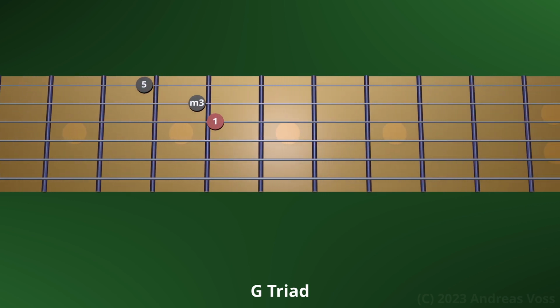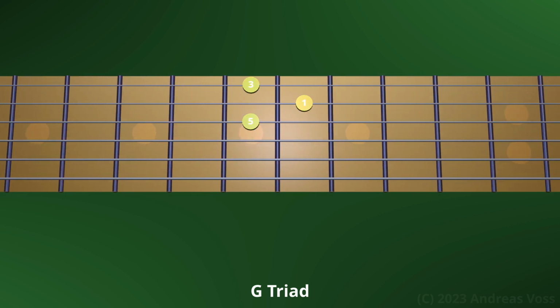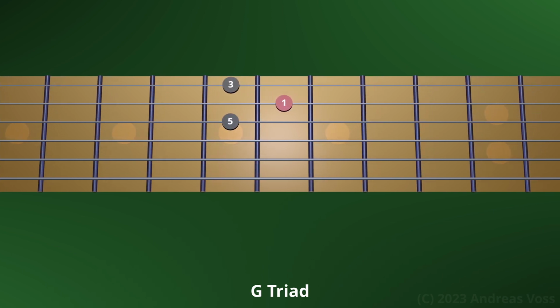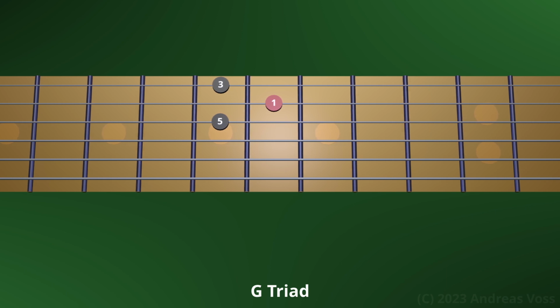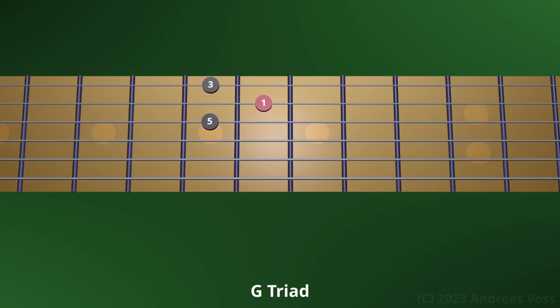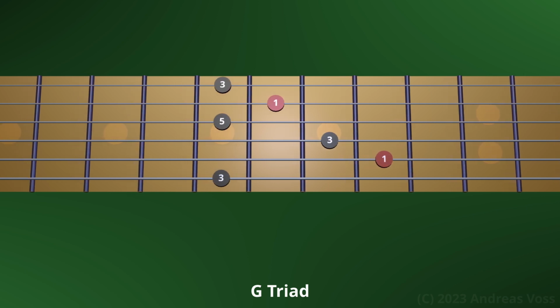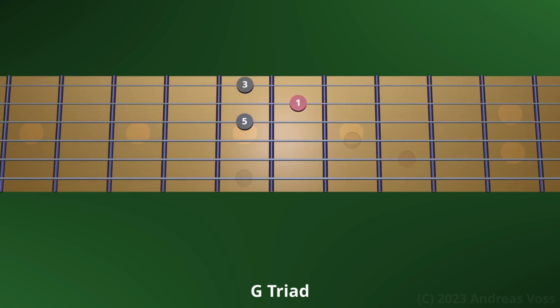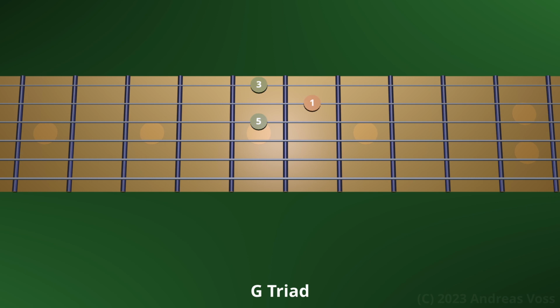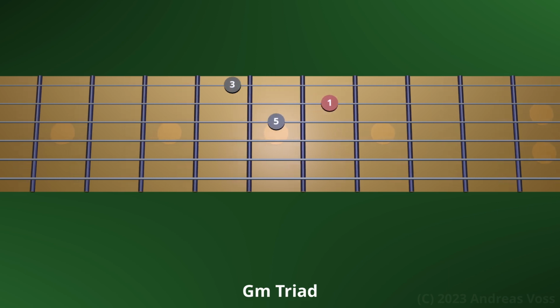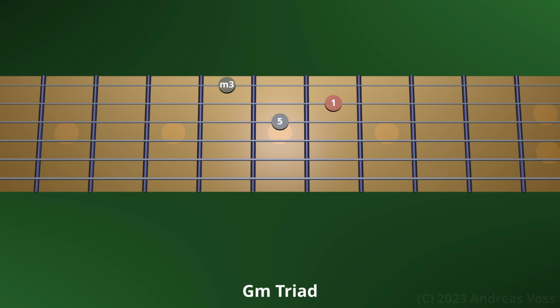Again we have a G major triad. If you are familiar with bar chords, it might look a bit like D shape, but it's actually related to the C shape. Back to the major triad. Let's make it a minor triad. Let's make it a diminished triad.